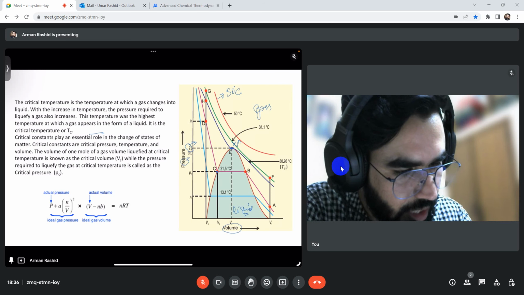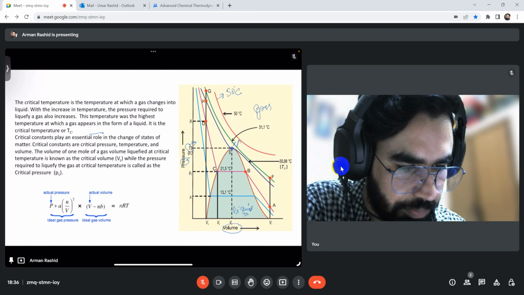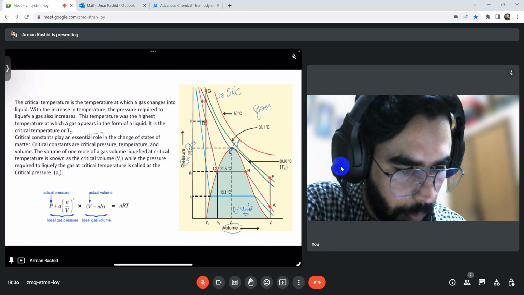Now, first we have the ideal gas equation. So the ideal gas equation is PV equals nRT. Now we'll go to the van der Waals equation of the gases. Van der Waals actually made some changes to the ideal gas equation so that it will explain some of the properties of the real gases.